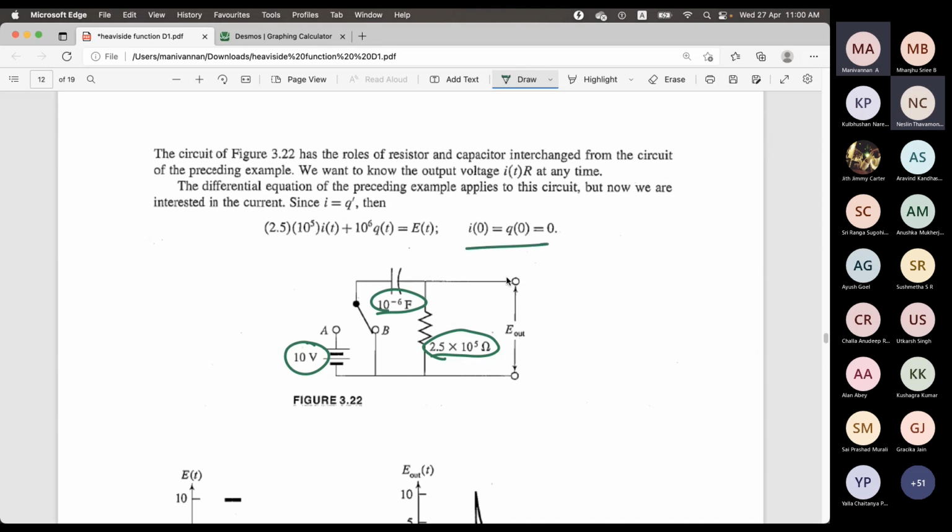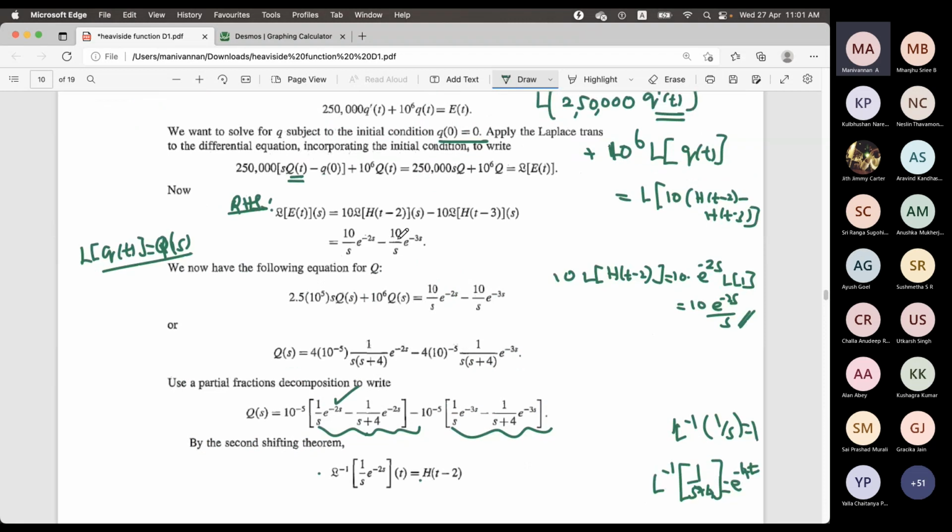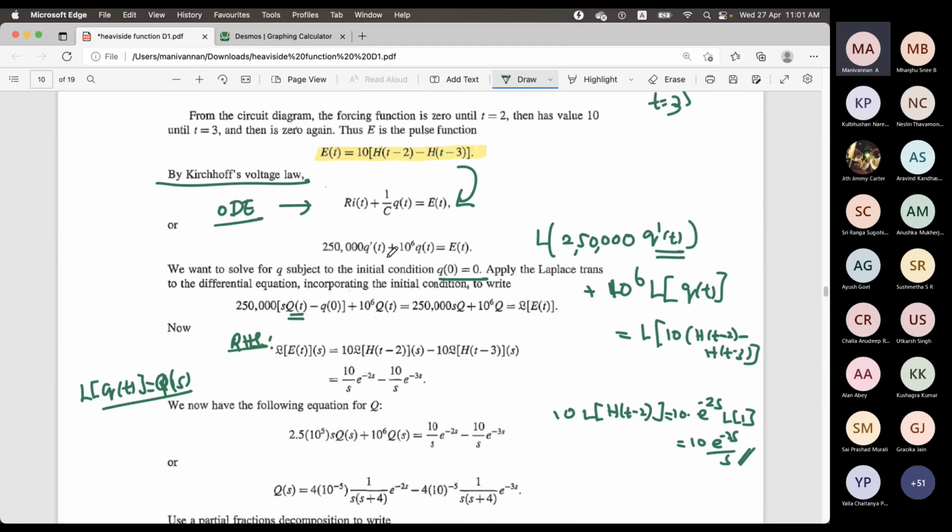Okay, I of 0 and Q of 0 is 0, which means the derivative of I at 0 and the derivative of Q at 0 are also 0. Okay, that's a concept. Everything is defined. This is in the form of I of t and this is in the form of Q of t. So we have to consider that the variable is the same. Even in this problem, initially it is I of t, then it is Q of t.